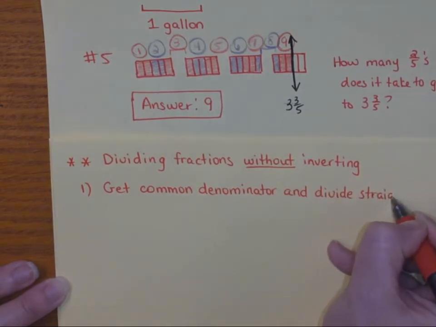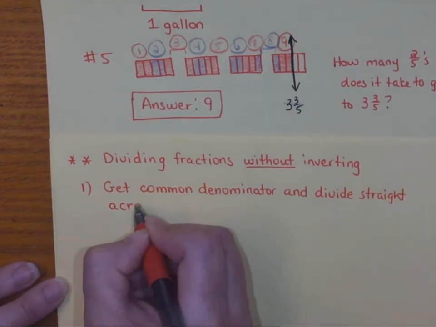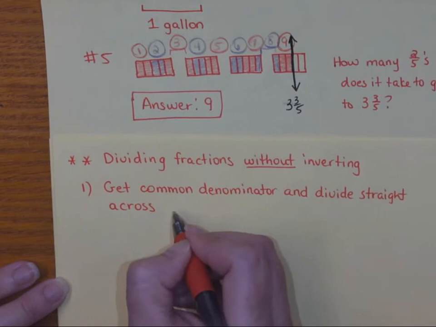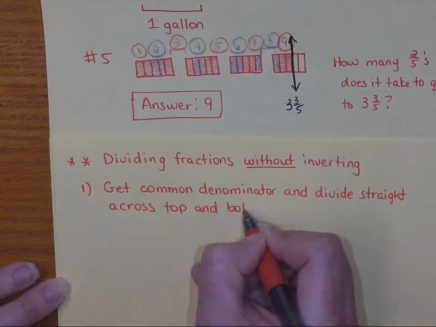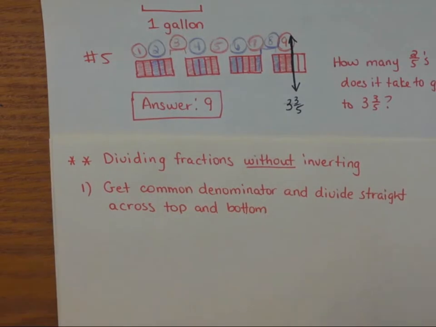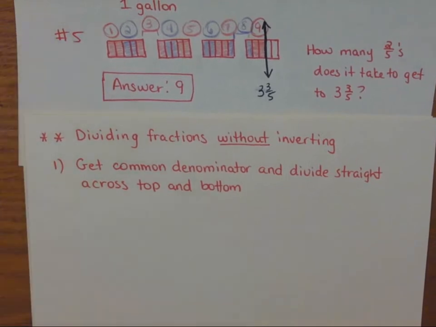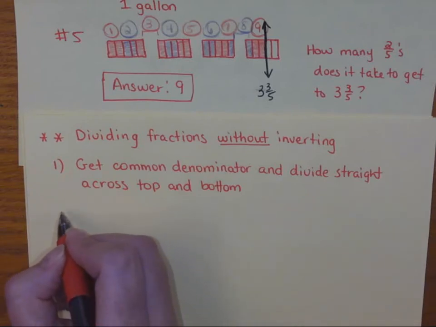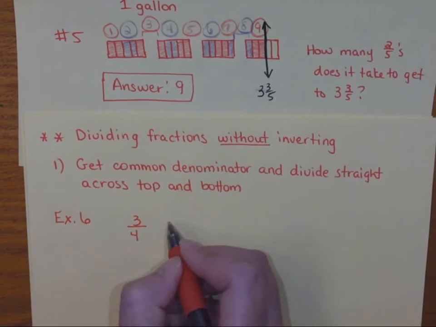The reason I think this method is better is because your students, by the time they get to division, will already know how to find a common denominator because they'll already have learned how to add and subtract fractions. And as far as dividing across the top and the bottom, that's how we handle multiplication, right? So all of the skills involved in this method they'll already have. Okay, so let's look at a couple examples, and I think you'll see this method actually works pretty nicely.